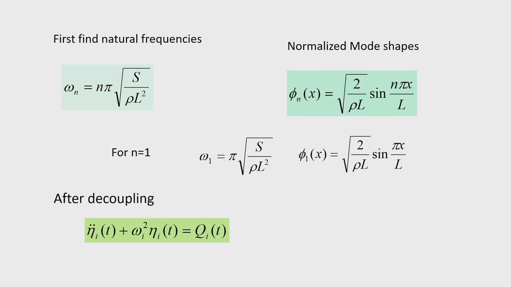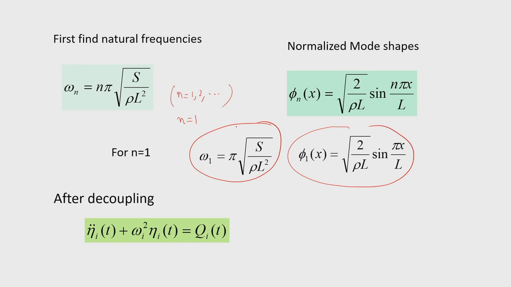So the expression for natural frequency is omega n equal to n pi root over S by rho L square. You can see here n varies from 1 up to infinity because theoretically it has an infinite number of modes. But here we are required to solve the problem taking only the first mode. So we will take n equal to 1. Therefore the first natural frequency is pi root over S by rho L square, and the first mode shape normalized with respect to mass is root over 2 by rho L into sin pi x by L. So these two quantities are important for us.